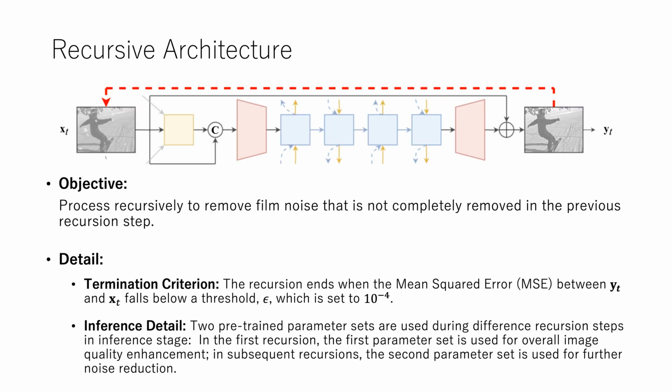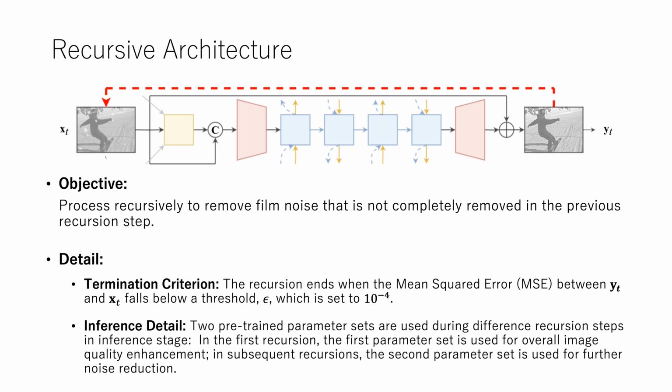Finally, to remove film noise that is not completely removed, a recursive architecture is introduced. If the film contains noise that is difficult to remove, then the number of recursions will increase. The recursion ends when the mean squared error between yt and xt falls below a threshold epsilon, which is set to 10 to the power of -4 in our experiments. This can be interpreted as stopping the recursive process when the model's adjustments to the video become minimal.